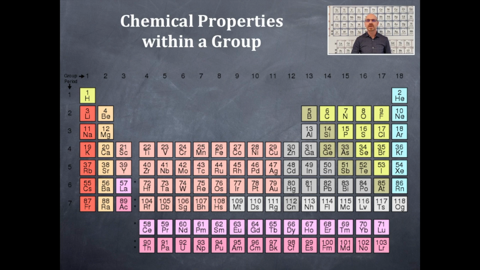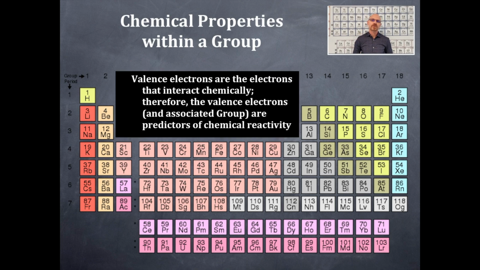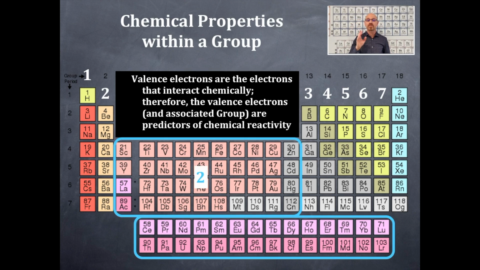So chemical properties within a group are relative to their valence electrons. Valence electrons are the electrons that interact chemically. Therefore, the valence electrons are associated with the group and are predictors of chemical reactivity. Remember, the valence electrons are the outermost electrons, s and p type orbitals of the largest principal quantum number. So here are the valence electrons associated with the groups 1, 2, 3, 4, 5, 6, and well, we'll forget about the noble gases since we really don't deal with them a whole lot.